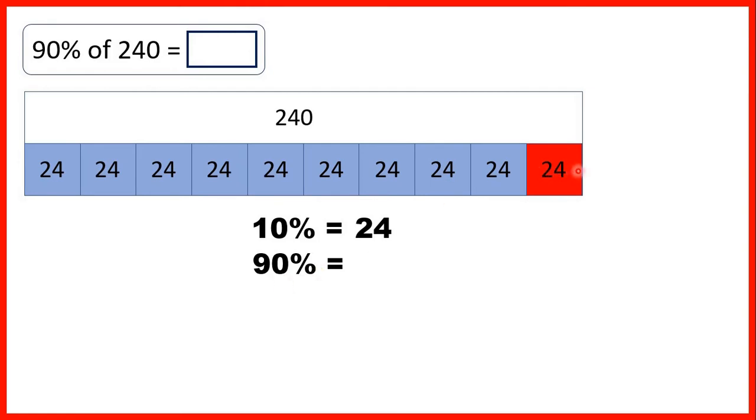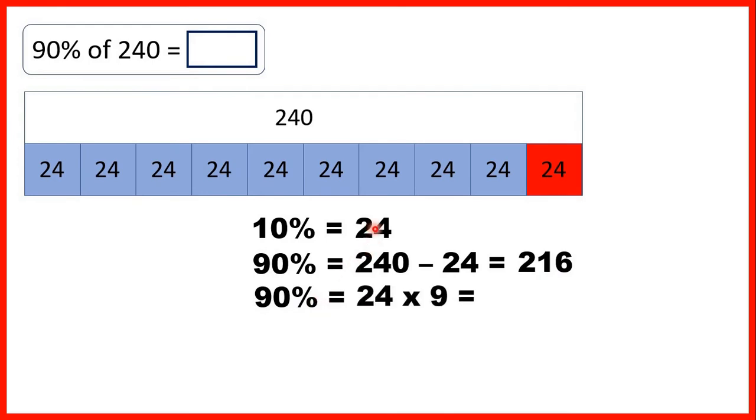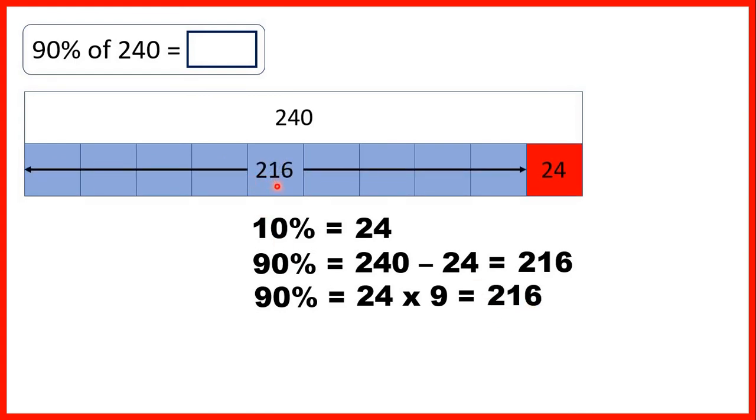If we know that this 10% is 24, then to find 90%, we can just subtract 24 from our total quantity, and 240 minus 24 is 216. The other way of finding 90% is taking our answer to 10% and multiplying it by 9, because we can see that we have 9 10% bars. That gives us the same answer. So 90% of 240 is 216.